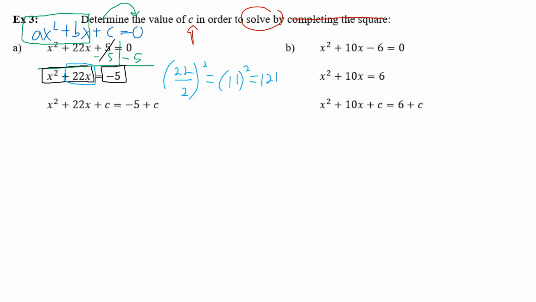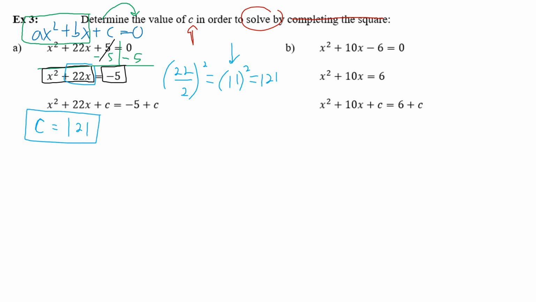Now, you could probably do that in your head or in your calculator very easily. The reason I want you to write it out is because later on, not yet, later on, you're going to see that this value right here is actually pretty important. So, determine the value of C. In this case, we found out that C was 121.